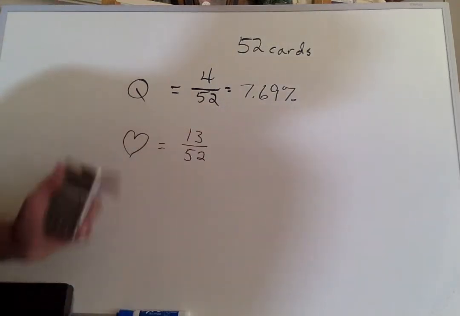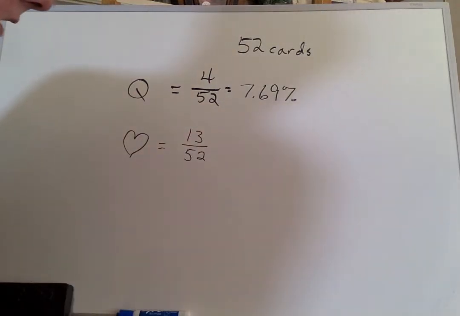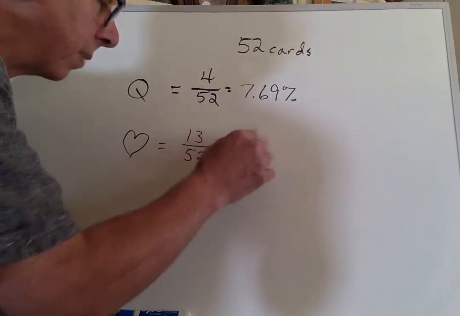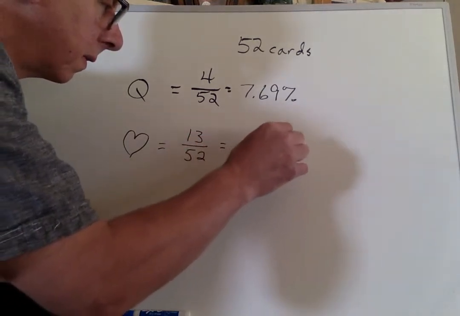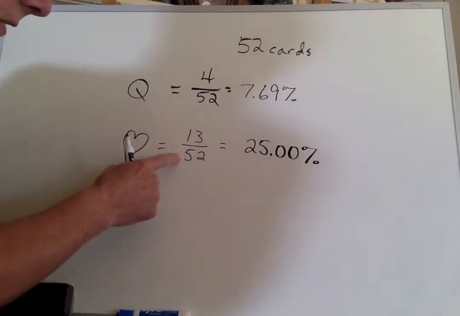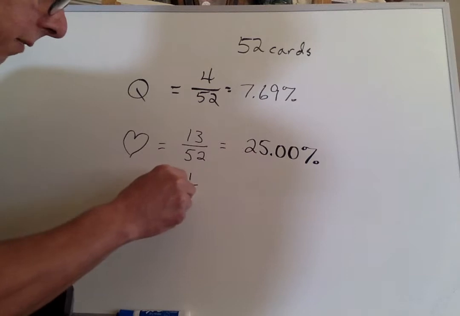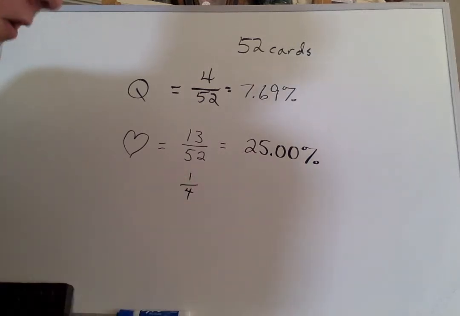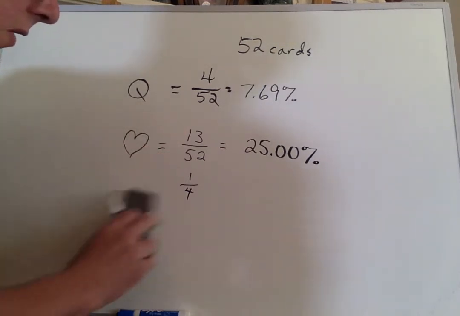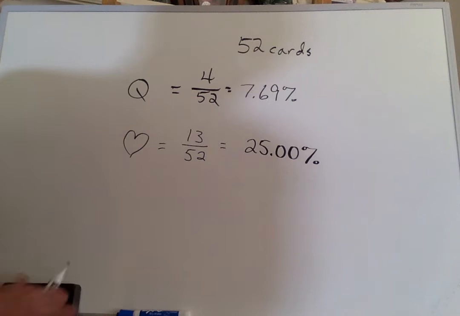The probability of getting a heart, now remember, there's 4 suits in the deck, so there's 13 of each of the suits in a deck. So 13 out of 52, 13 divided by 52, and so that's 25%. And in fact, 13 out of 52 is 1 out of 4. 1 out of the 4 suits, okay? Or 13 hearts out of 52 cards, 25%.